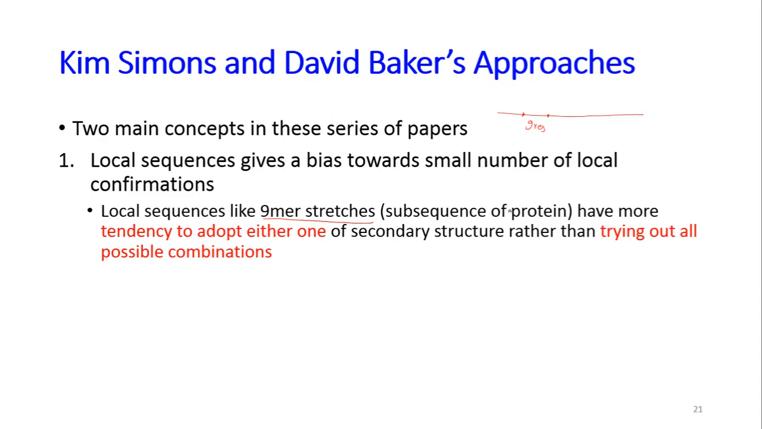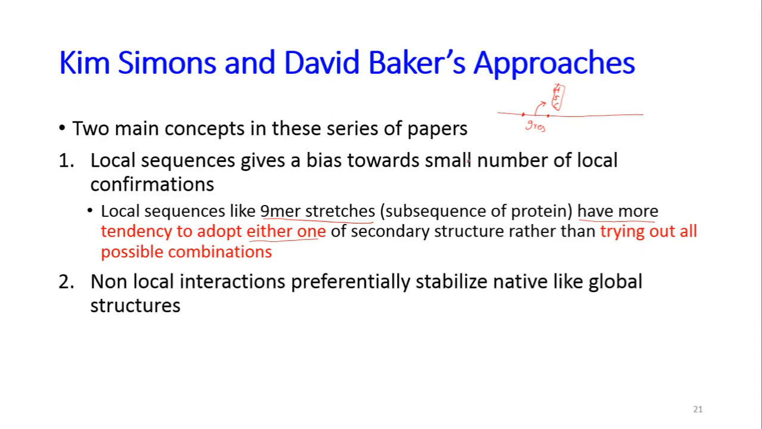Now, this local sequence, like the 9-mer stretches we are talking about, or what we call a subsequence of the protein, structurally has more tendency to adopt one of the secondary structures rather than trying out all possible conformations. That is the main concept. A 9-mer stretch is usually biased towards one of the secondary structural states, either helix, strand, or coil, rather than trying out all 3 structural states. That is what this statement means: the local sequence gives bias towards a small number of local conformations.